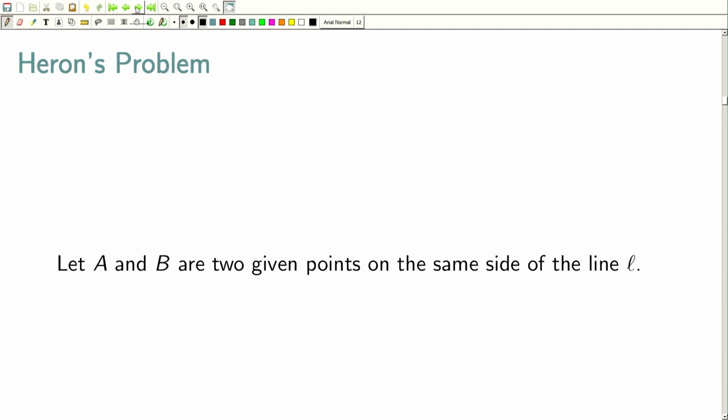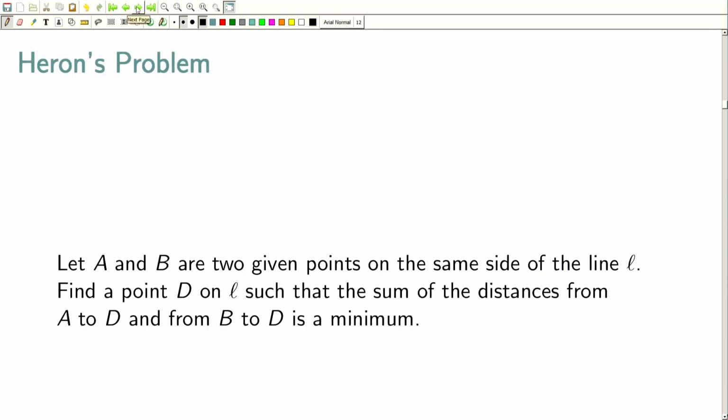Let A and B be two given points on the same side of the line L. Find a point D on L such that the sum of the distance from A to D and from B to D is minimum. So, what is it saying? Suppose I take a line L here, and I have A here, B here. Now, let me take a point D here.